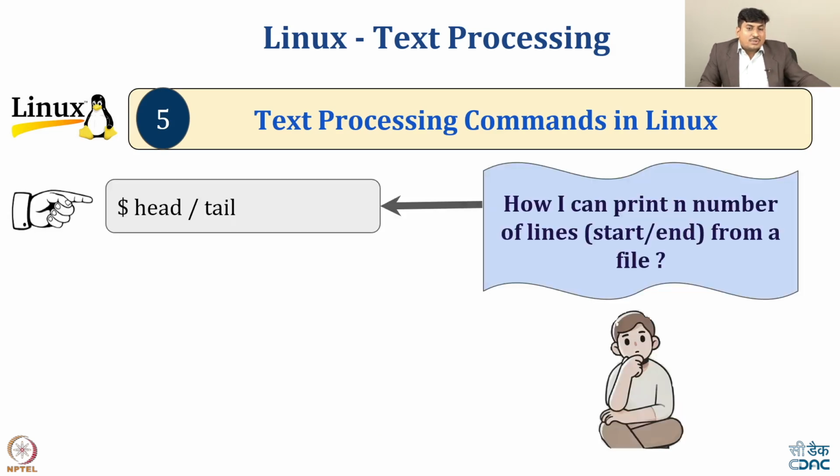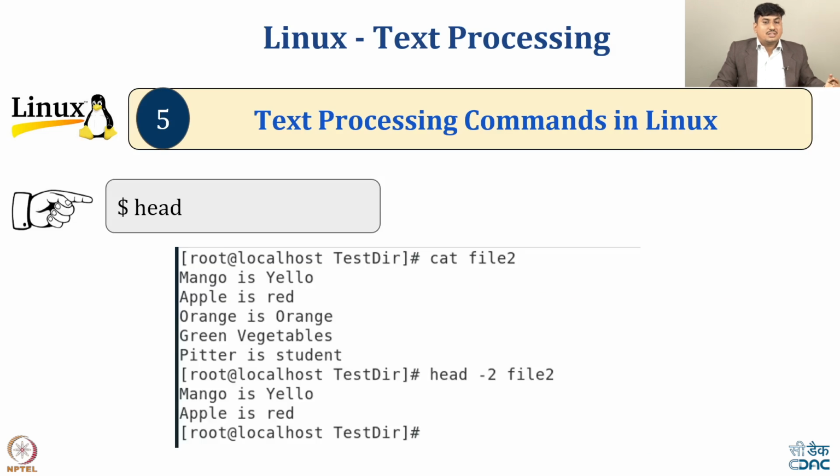Then, if there is a very big file and I want to print only some lines from the head or some lines from the tail, I can use the head or tail commands in those scenarios. In case of the head command, let's say we take an example of the file having the content like "mango is yellow", but I want to print only these 2 lines. So I can pass head -2 and file 2. You can see that only 2 lines have been printed.